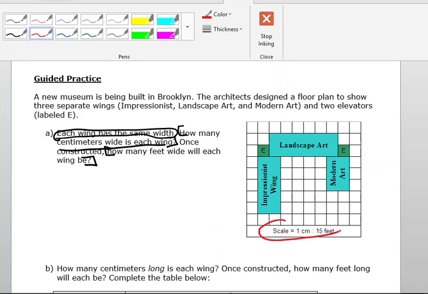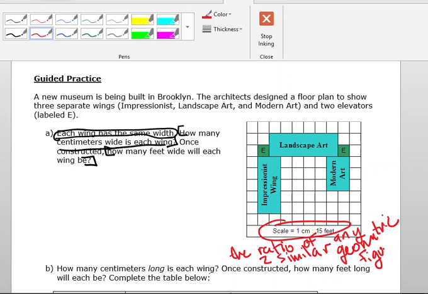If I go over here, I'm given the scale, okay? And essentially, a scale factor or a scale is the ratio of any two similar geometric figures. So what does that mean? Well, let's take a look at this width.